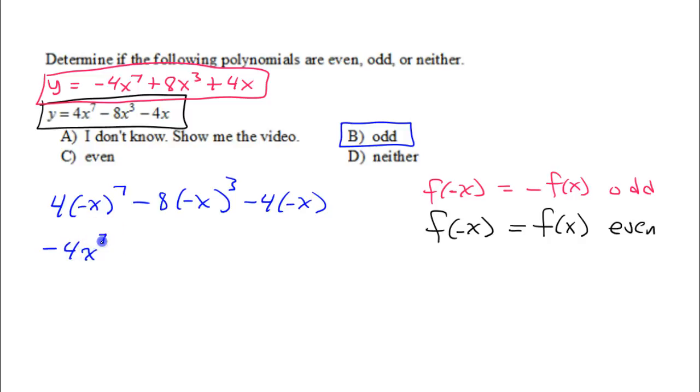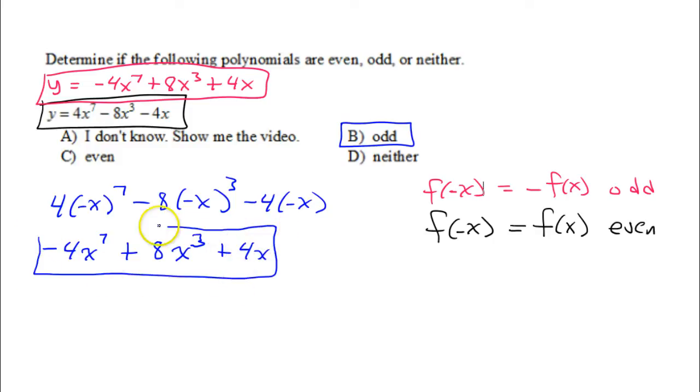So negative 4x to the 7th power. Again, odd power, this is going to stay negative. So I have a negative times a negative. That's a positive. So that'll be positive 8x to the 3rd power. Now, I have no power here, so this definitely is not going to go away. A negative times a negative is a positive, so that'll be a positive 4x.